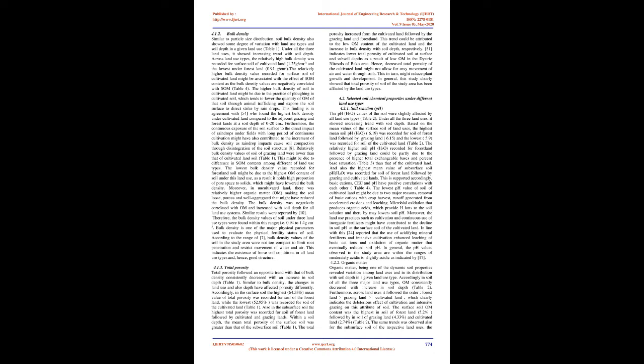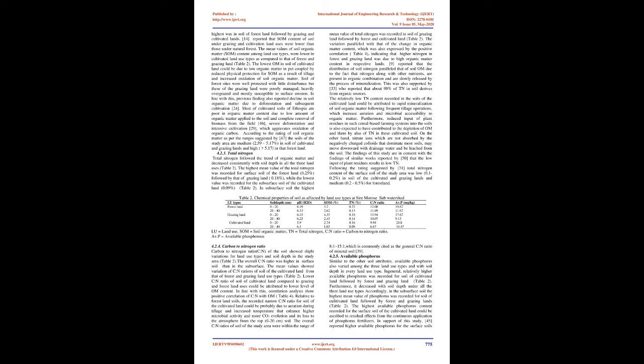4.1.3 Total porosity. Total porosity followed an opposite trend to that of bulk density, consistently decreasing with an increase in soil depth, Table 1. Similar to bulk density, the changes in land use and also depth have affected porosity differently. Accordingly, in the surface soil, the highest, 64.53%, mean value of total porosity was recorded for soil of the forest land, while the lowest, 52.95%, was recorded for soil of the cultivated land, Table 1.